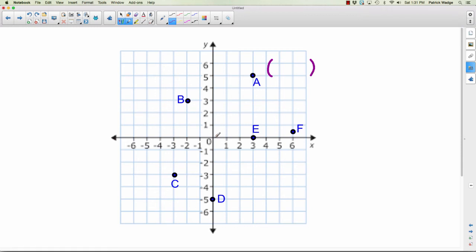We're going to go over one of these ways first. So we got to go over 1, 2, 3. So there's my first number. And then I'm going up 1, 2, 3, 4, 5.